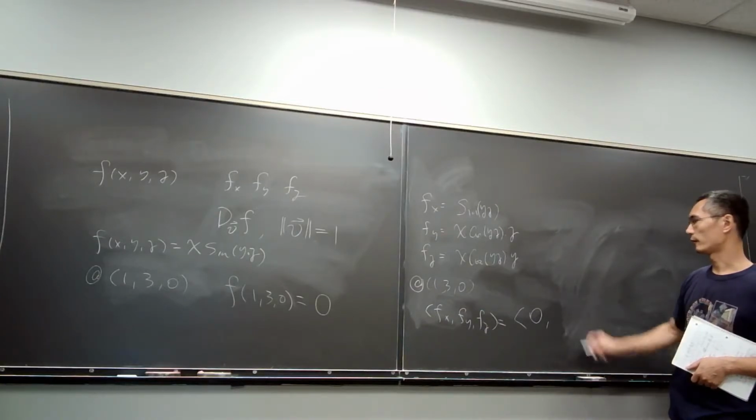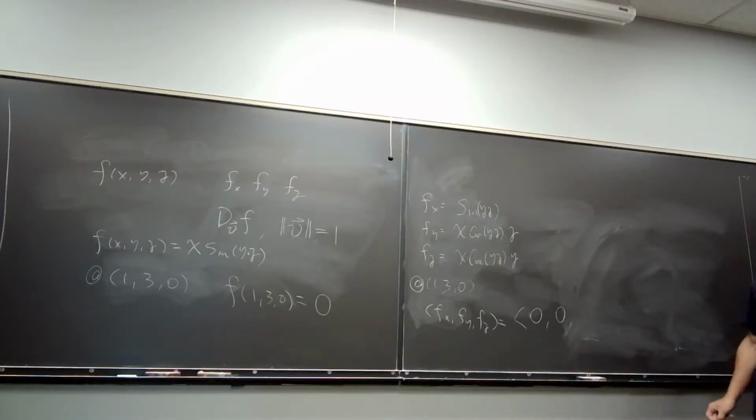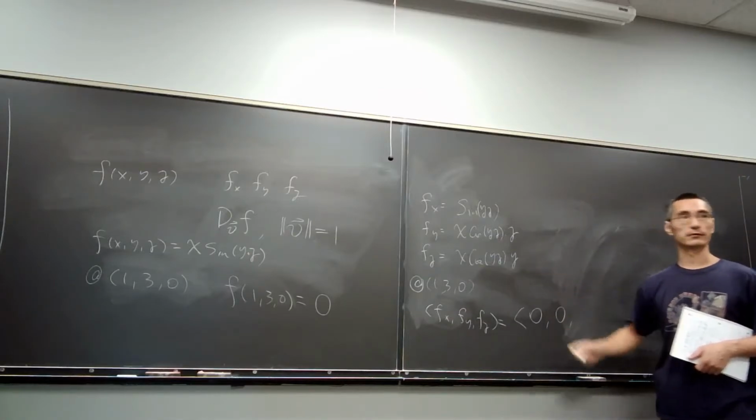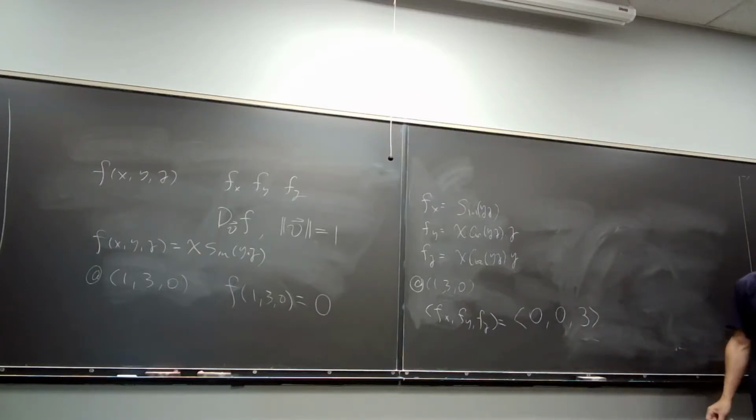also 0, because x equals 0, right? The last one, oh wait, not 0. Maybe 1. No, 3, right? Because you have y equals 3. Okay, so you have this 0, 0, 3, 3 numbers, by putting it in a vector form.